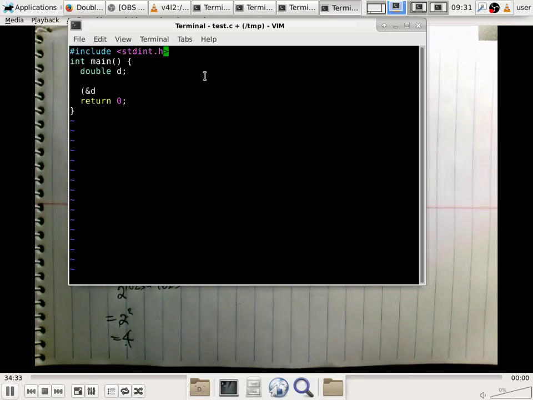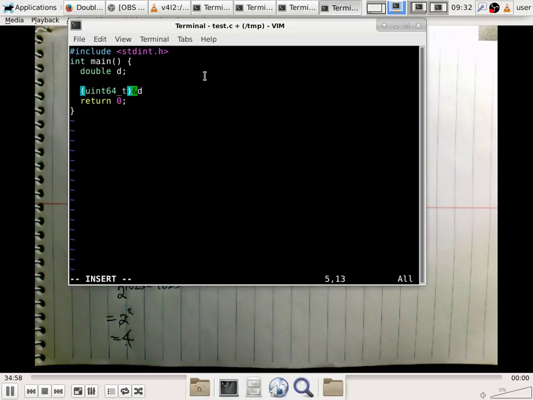Okay. This is a standard integer header file. It's really useful. If you have not used it before, you should start to use it because this gives you the ability to define types like this. The types like this one are predefined here. So int64, uint64_t is defined in that particular header file.